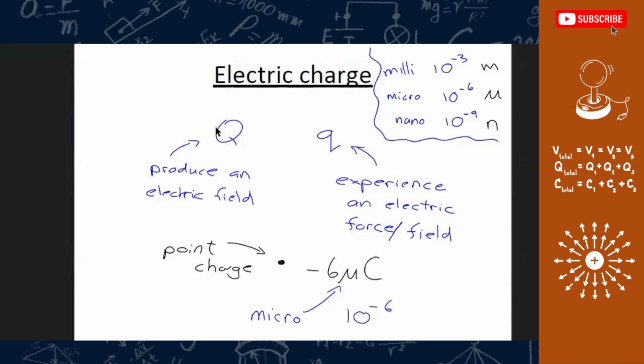When we represent charge in a calculation, if we write a big Q, it means that it is the object that creates or produces the electrical field, whereas if we write a small q, it is the object that is going to experience or feel the electrical field.